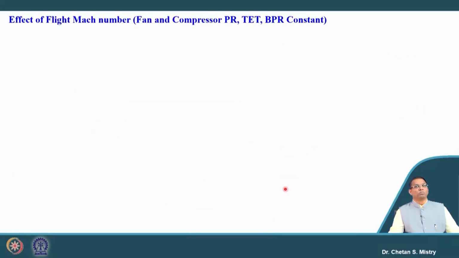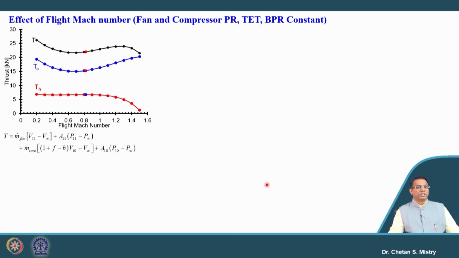Now, let us look at what is happening with our flight Mach number. We are configuring all the parameters to be constant. It says when we are increasing our flight Mach number, up to a certain extent my hot thrust will be nearly constant, and in the later case my hot thrust will be reducing. At the same time, if we look at the cold thrust, it says we will be having a reduction in cold thrust with the increase of flight Mach number.